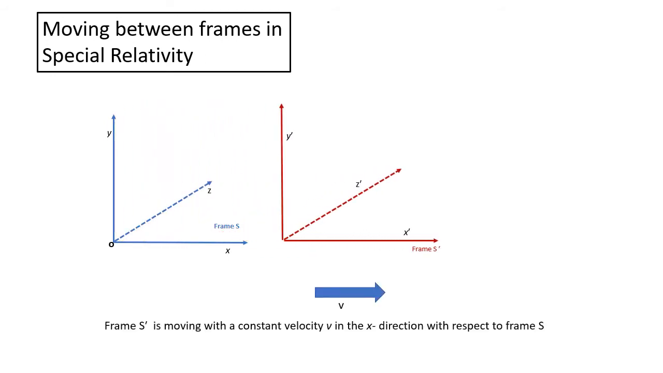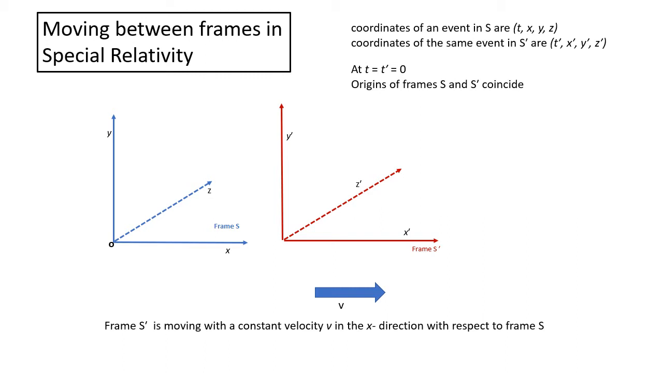Consider two frames. Frame S' is moving with a constant velocity v in the x direction with respect to frame S. The coordinates of an event in S are t, x, y and z, and the coordinates of the same event in S' are t', x', y' and z'. At time 0, the origin of the two frames coincide. So what we want to do is to work out the transformation from S to S', i.e. the mapping t, x, y, z to t', x', y' and z'.